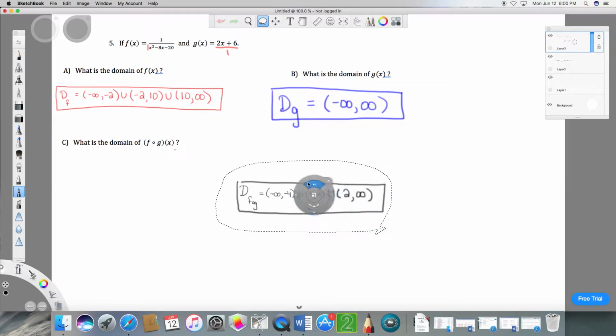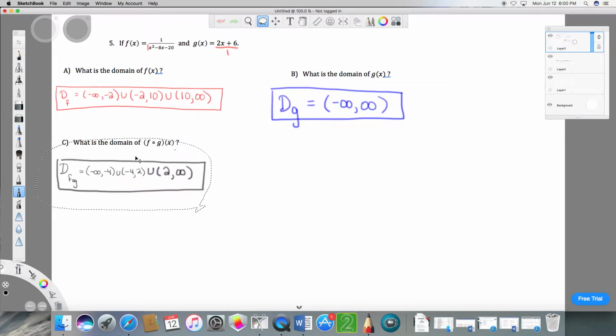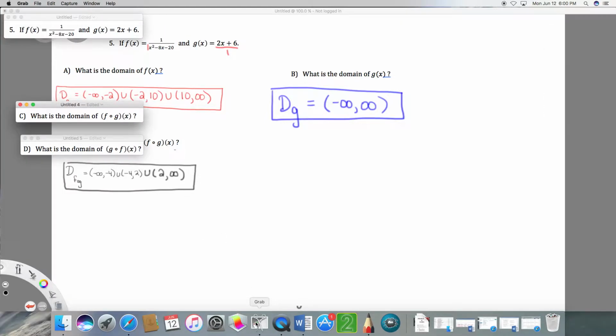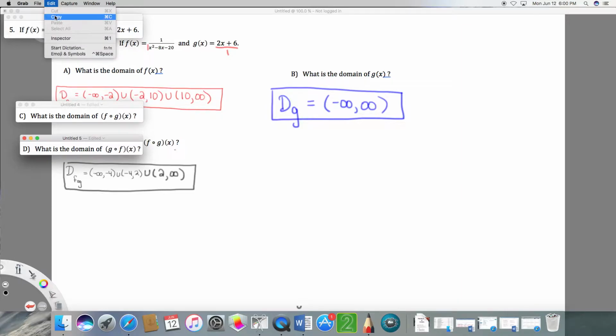So here's our answer for part C. The last thing that this problem is asking us for is to find the domain of g composed with f.